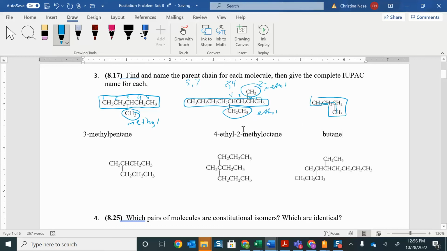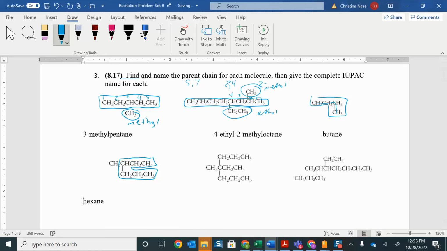This next one down here, I've got 1, 2, 3, 4, 5, 6, or 1, 2, 3, 4, 5, 6. So the longest continuous chain is going to be 6. So we call that one hexane. And then to number them, I can either start on this end, 1, 2, 3, or I can start over here, 1, 2, 3, 4. So this methyl group, I want to give it the lowest number I possibly can. So 1, 2, 3 would be the way to go there. So I'm going to call this 3-methylhexane.